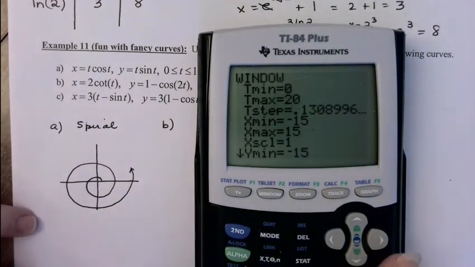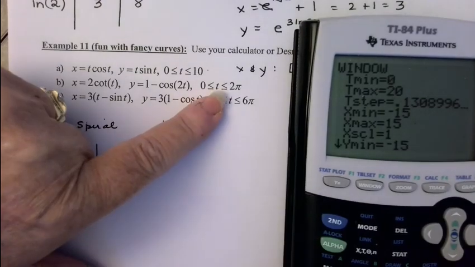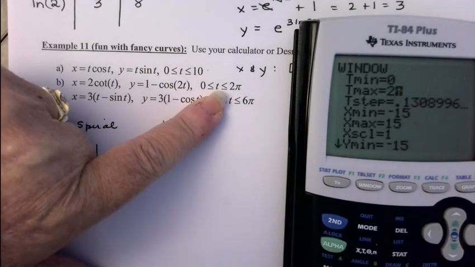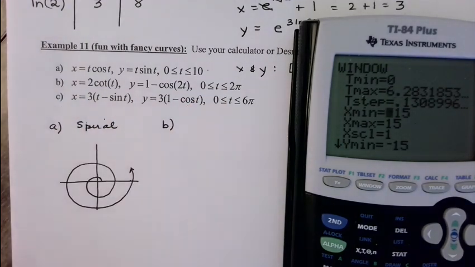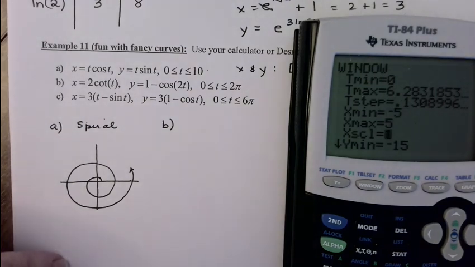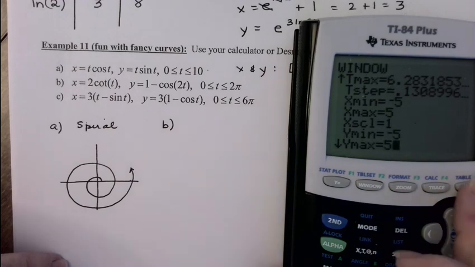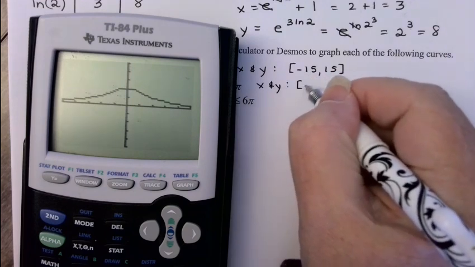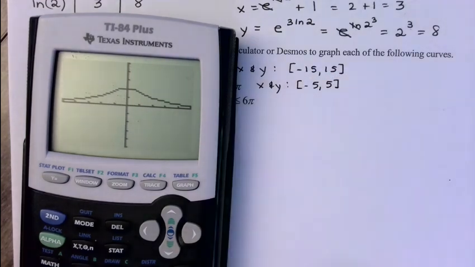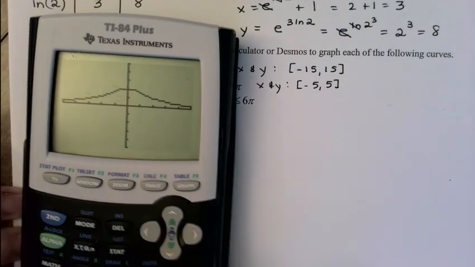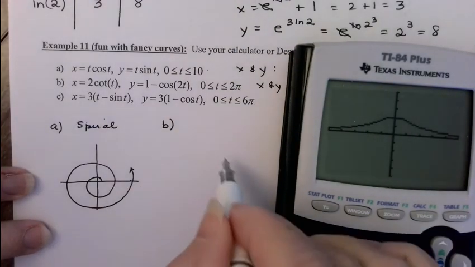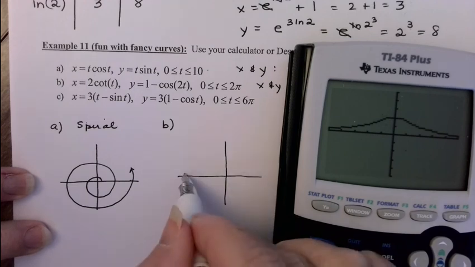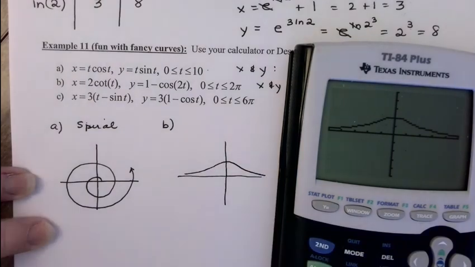So let me fix my window here. We wanted the window to be 0 to 2 pi for the t's. And again, my step is fine. And having played with this before, the x's and y's this time, I'm just going to let them go from -5 to 5. That worked pretty well. And we just get a little hill. Like so.